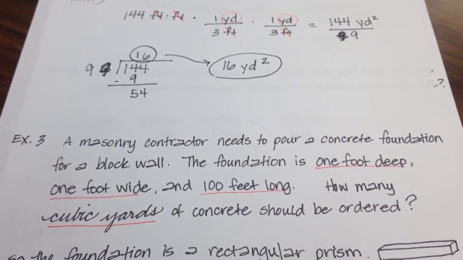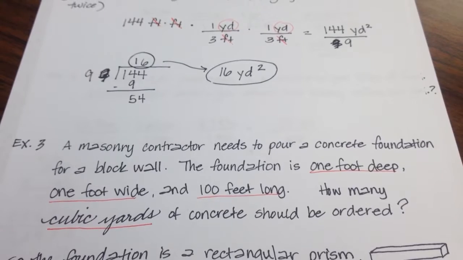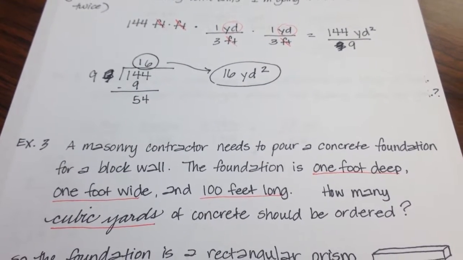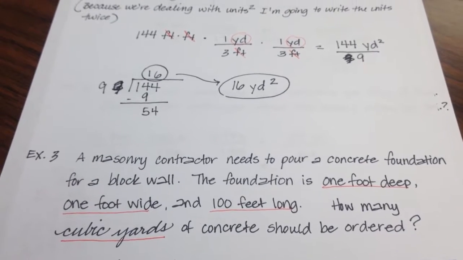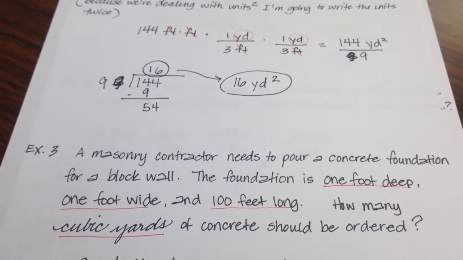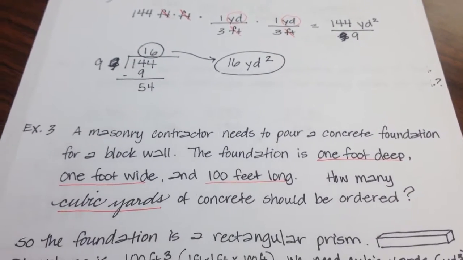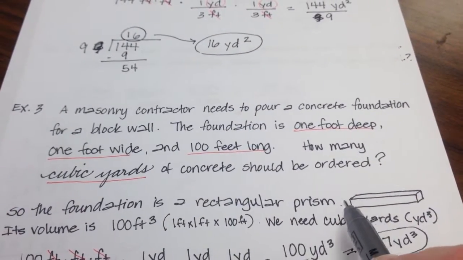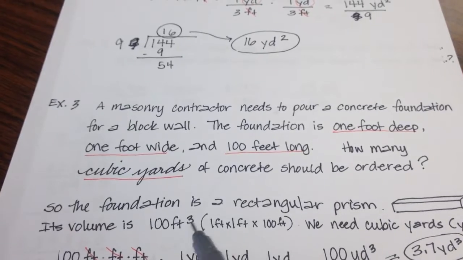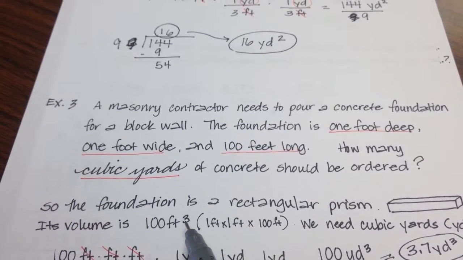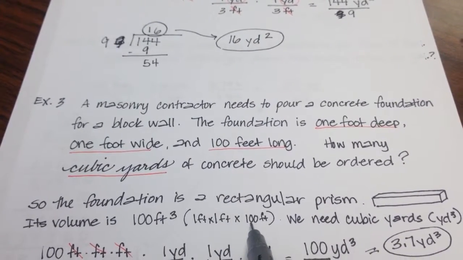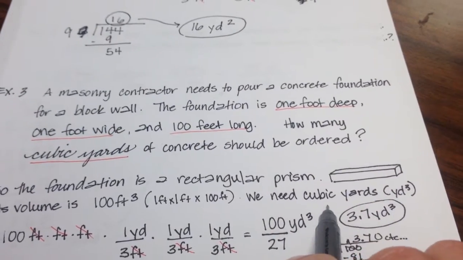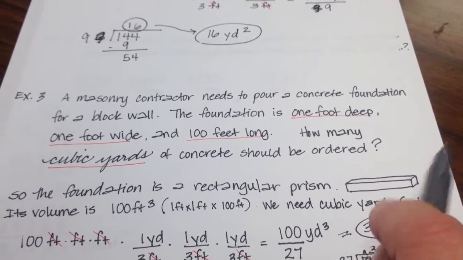A masonry contractor needs to pour a concrete foundation for a block wall. The foundation is 1 foot deep, 1 foot wide, and 100 feet long. How many cubic yards of concrete should be ordered? So the foundation is a rectangular prism, right? We got 1 by 1 by 100. So its volume is 100 feet cubed. 1 times 1 times 100, right? 1, 2, 3 feet, that makes it cubed. And we need cubic yards, or yards to the 3rd power.